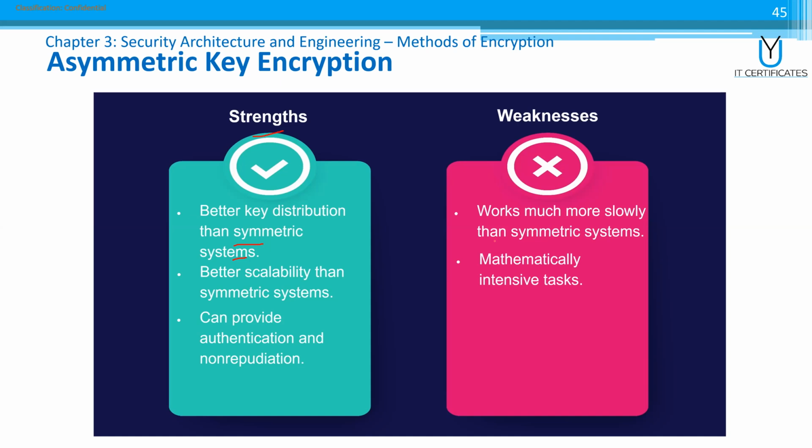What are the weaknesses? It is very slow in encryption and decryption. It involves mathematically intensive tasks. It requires huge resources from the processor and memory. These are the weaknesses. And after tomorrow, you will see how we can combine symmetric and asymmetric key encryption to get the benefits of both in one crypto system, and we will explain this later on. Okay.